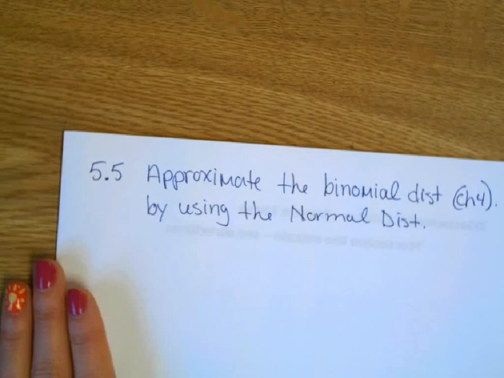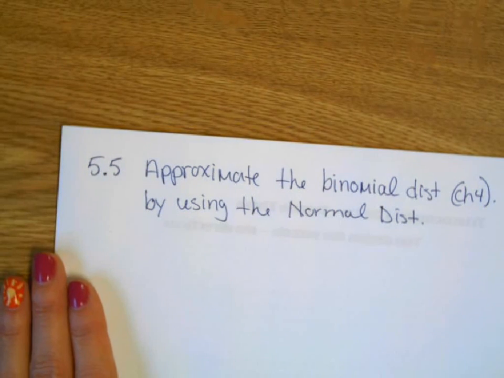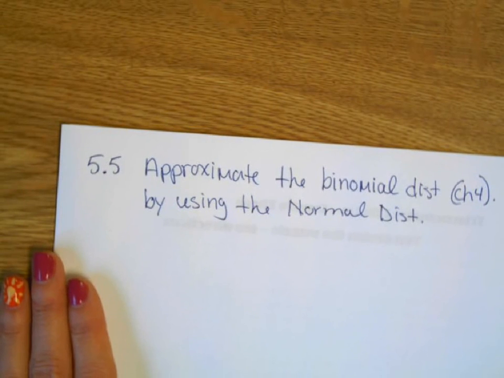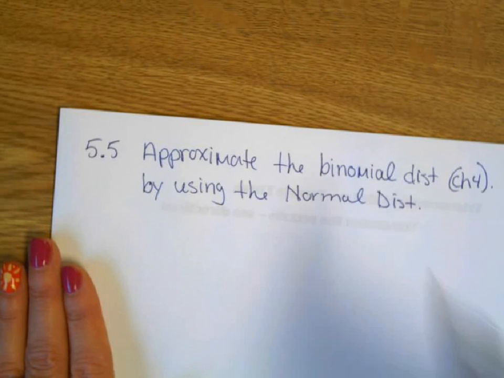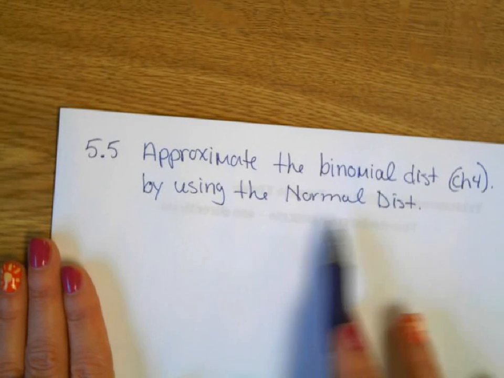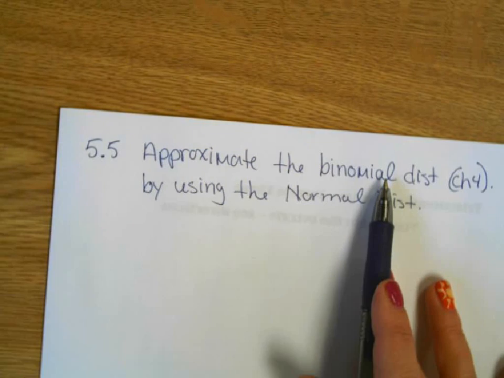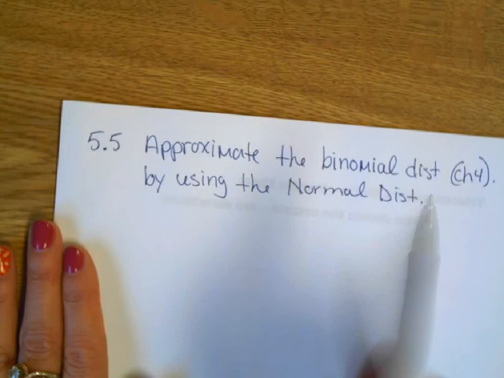Remember when we were doing that by hand, say you're taking a 10-question multiple choice test and you wanted to get at least 8 correct, we had to use the table and add it up. Or maybe 6 correct, and you had to use the table, add up 6, 7, 8, 9, 10 successes. If we could use the normal, it would just be much quicker. So this is just kind of a shortcut instead of using that binomial. But I do want to review the binomial real quick.